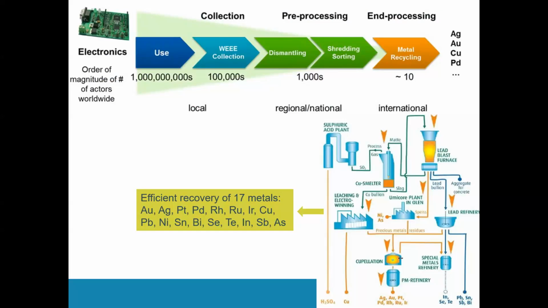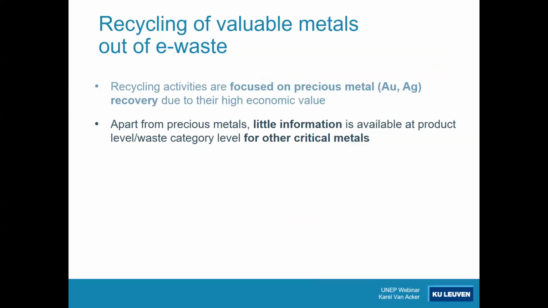And for example, a company such as Umicore is able to extract out of these printed circuit boards more than 17 different metals, going from gold to antimony, copper, and so on. So recycling activities today, if we focus further on these printed circuit boards, are very much focused on precious metal recoveries. And for other critical metals, such as rare earths, there is actually little information available.